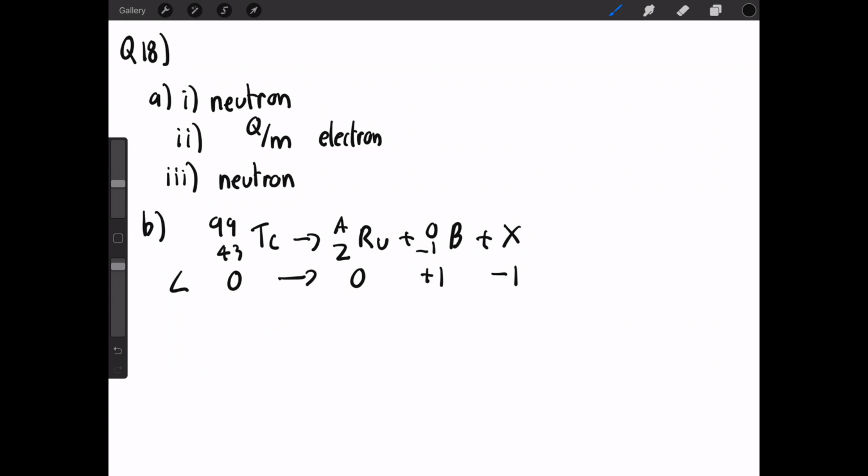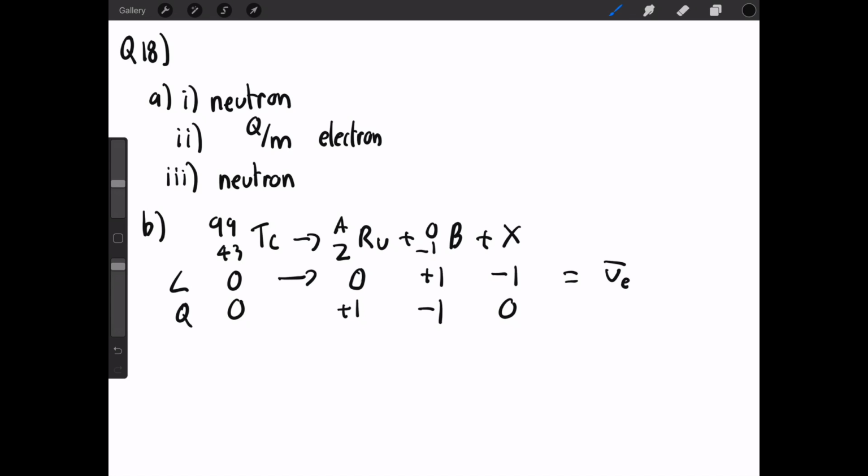Charge is already conserved. I mean, there's not really 0 charge because you've got your 43s and stuff, and I've just made a mistake, there's 1 extra charge on that side. That leaves a -1, so the charge of X must be 0 in order for charge to be conserved. And that leaves us with only really one option, which is going to be an anti-neutrino.